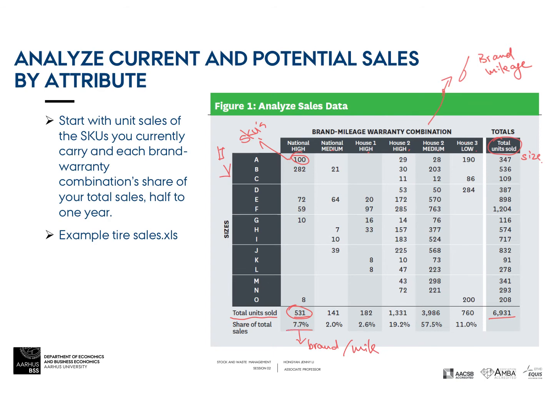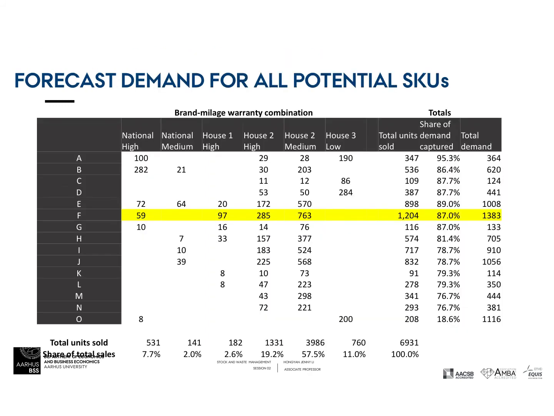And then we have the current observations. That's the expected sales proportions for each type of SKU. Now the question is, we are interested in estimating total sales if we carry all these SKUs. In this table, you can see the share of the total sales for each brand and mileage combination, and you also know which SKUs you carried.